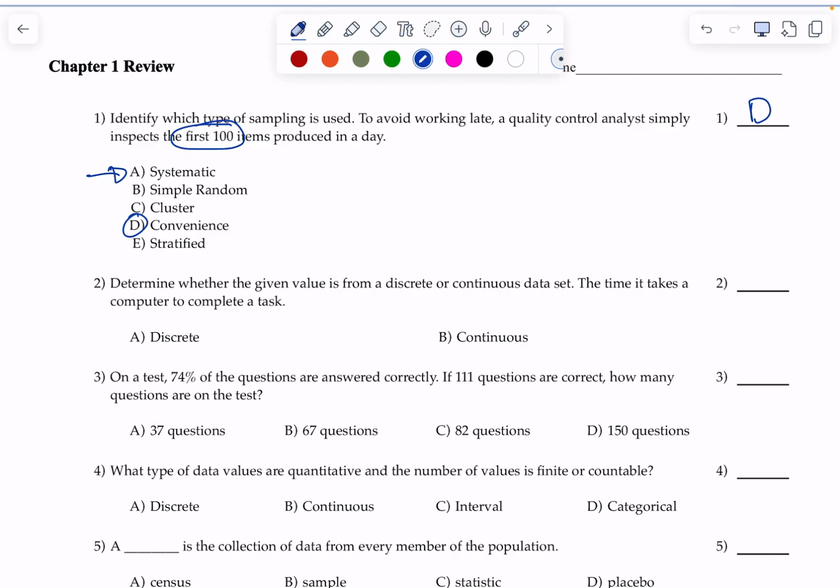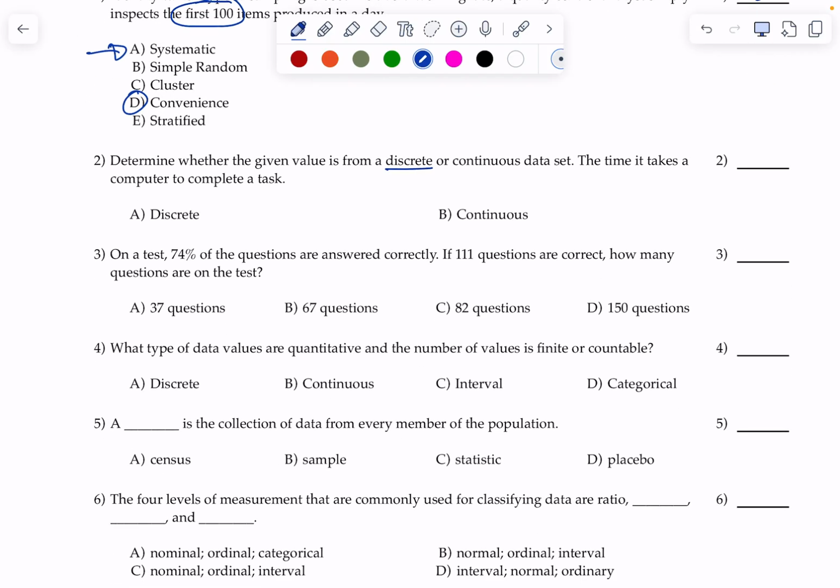Okay? Determine whether the given values form a discrete or continuous. What's discrete mean? Finite or countable. Continuous is going to be decimals. The time it takes for a computer to complete a task. Time. Is that finite countable or is it like a decimal? We could go to the nearest second or the nearest millisecond, or we could keep going decimals on further from that. I'm going to say that is continuous, B. Not because it continues on forever, right? But because the continual intervals of time would be smaller and smaller and smaller.